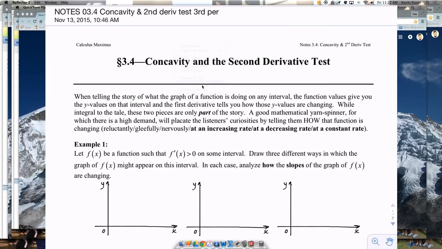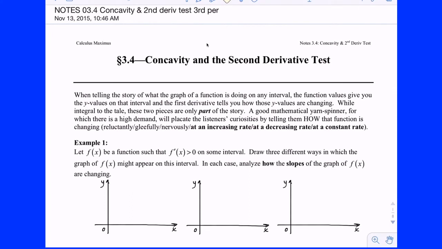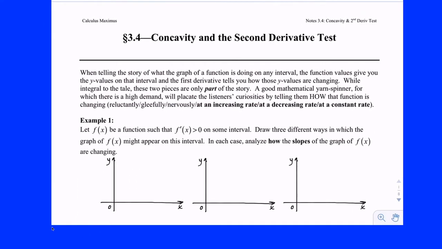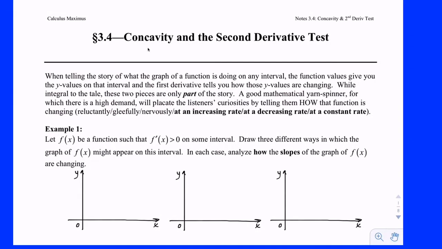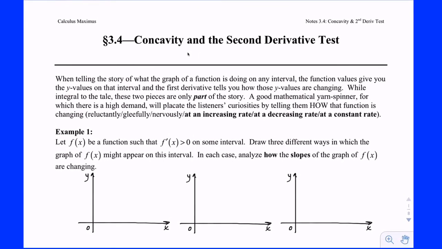So in the previous section, 3.3, we were looking at the first derivative and looking at what information regarding the function it told us. And remember, it told us a couple things. It told us, first of all, where the graph was going uphill and where the graph was going downhill. And then we could use it also to determine the locations of our local extrema, which is pretty darn cool.